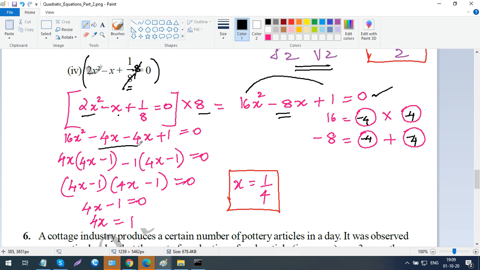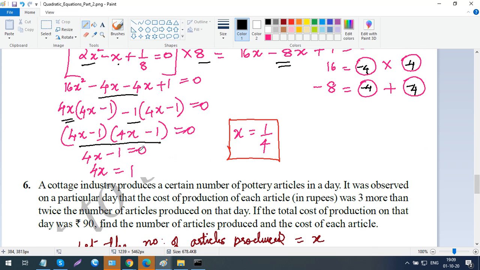Now take the first two terms, take out the common 4x and then you get 4x minus 1. Here you take out negative 1 and you get 4x minus 1, and you get two common terms, 4x minus 1. So you can just write it once: 4x minus 1 equal to 0, or 4x equals 1, or x equals 1 over 4.